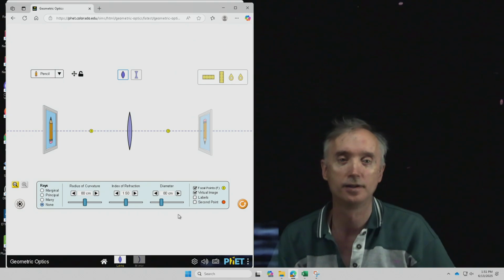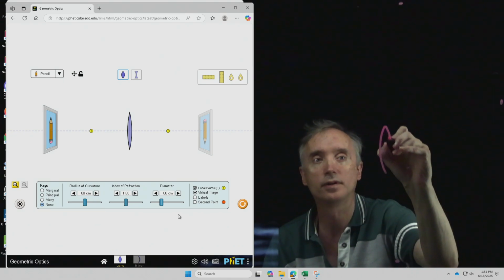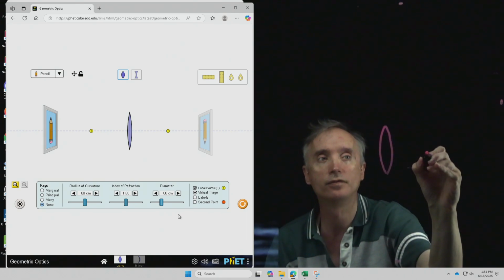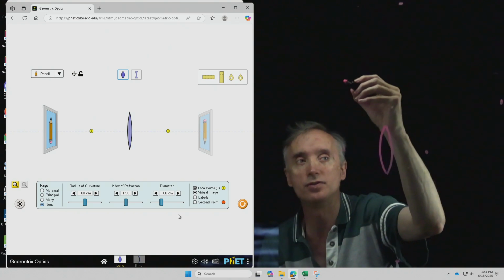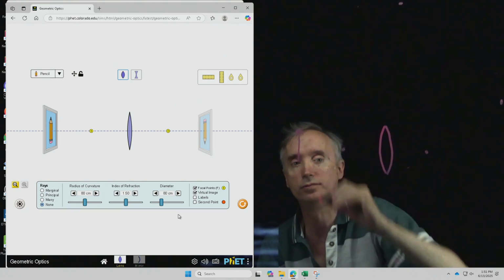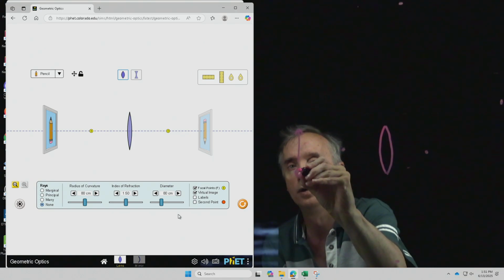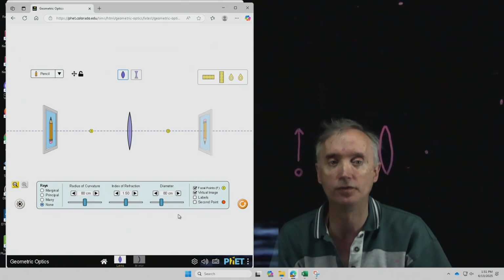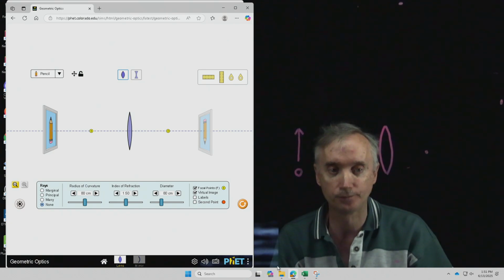Okay, so we have our lens, and then the lens has a focal point on this side and a focal point on this side. And then let me just use an arrow over here. So there's an arrow that's going to represent the object, O for object, and then the goal is to geometrically figure out where that image is going to be located.